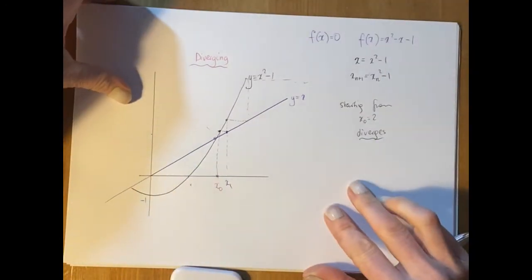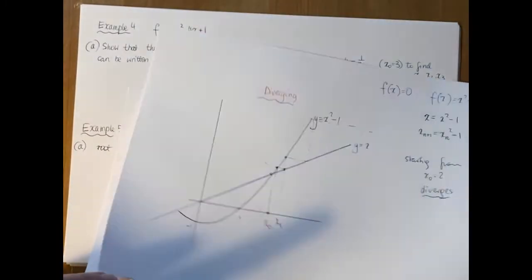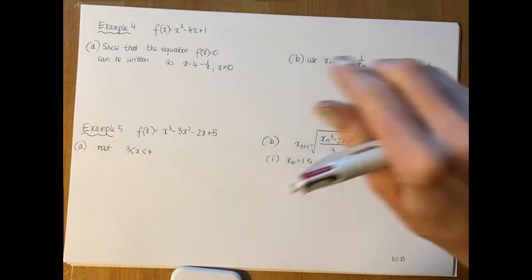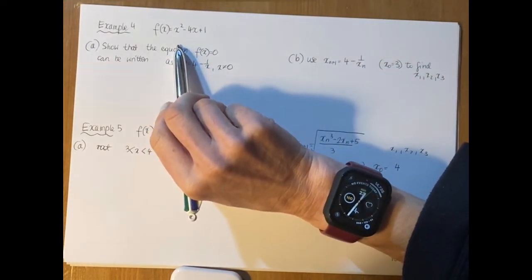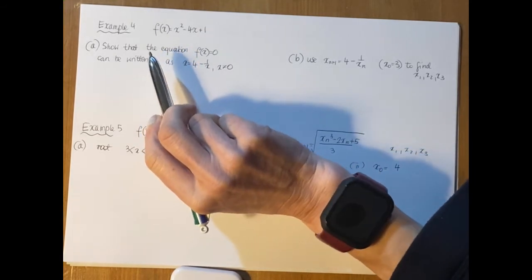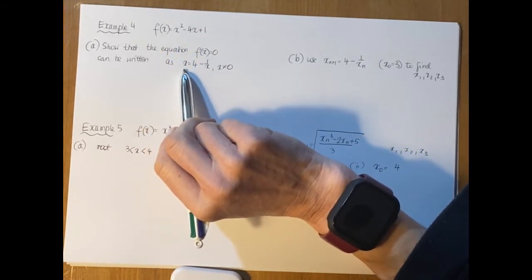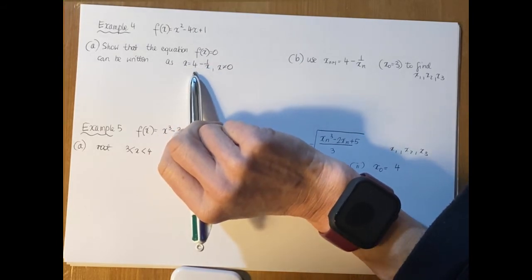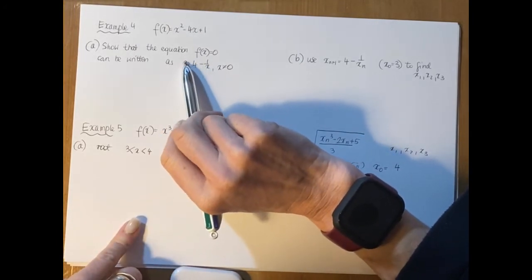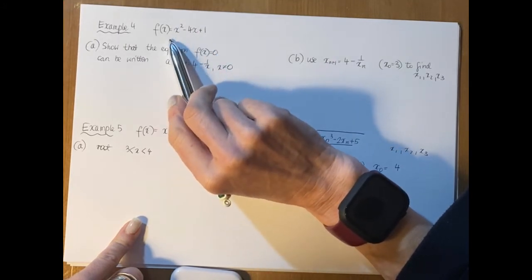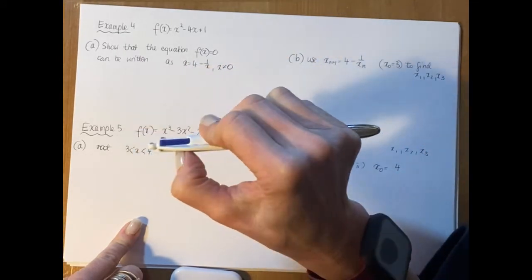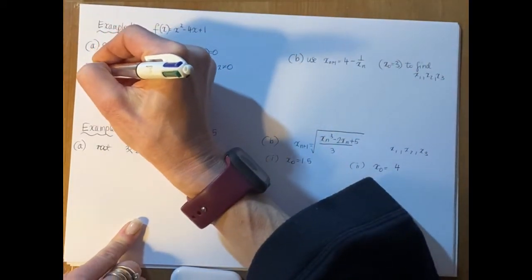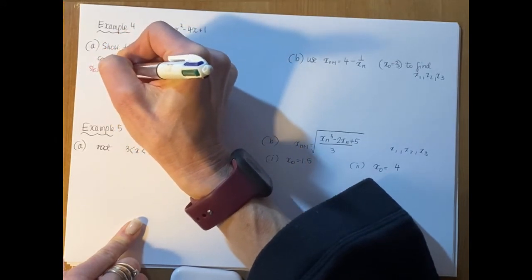Okay, so let's have a look at example 4. In example 4, we have a function f of x equals x squared minus 4x plus 1, and we are asked to show that the equation f of x equals 0 can be written as x equals 4 minus 1 over x. My advice to you is to start from the arrangement that you are aiming for. So start from the answer.